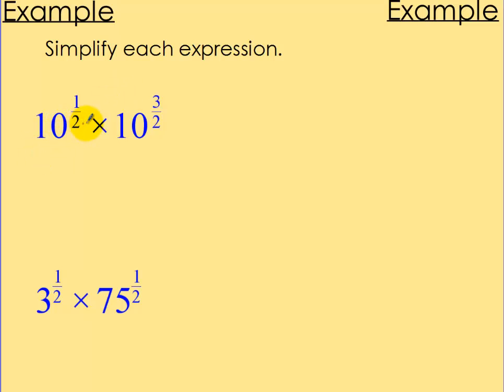All right, simplify each expression. So we have the same base here, and we're using some information from the last video. So I'm going to combine those. It's going to be 10 to the 1/2 plus 3/2 power. It's going to be 4/2 power. So 10 to the 4/2 power, I can reduce that exponent. So it's going to be 10 squared, and 10 squared is going to be 100.